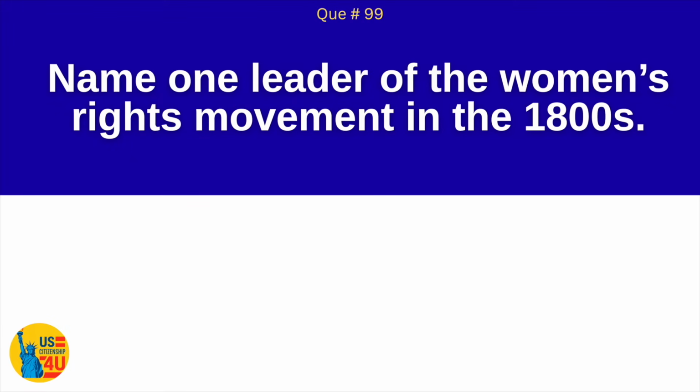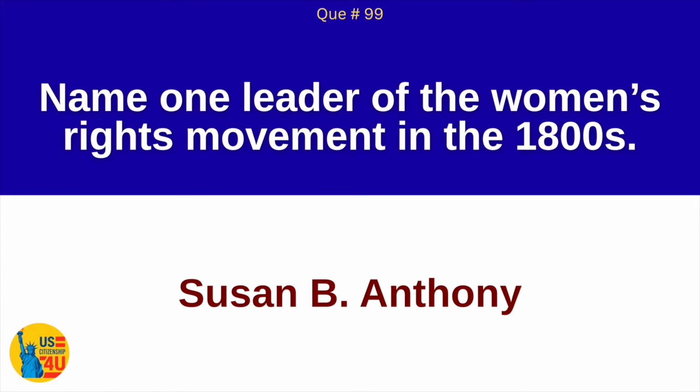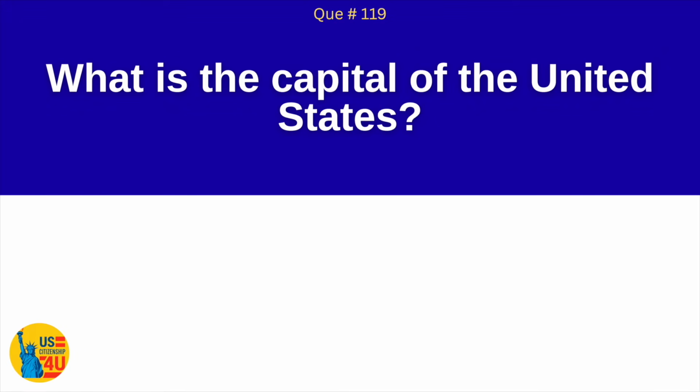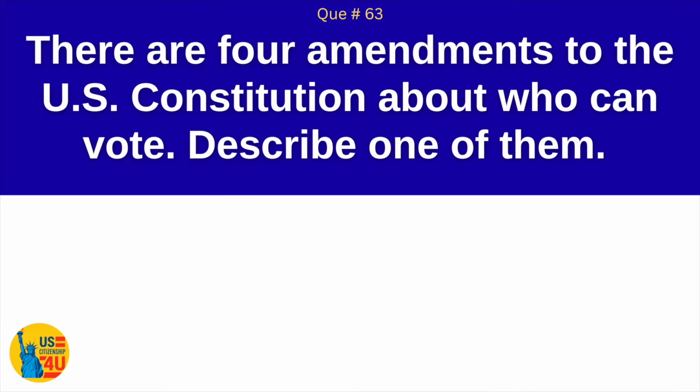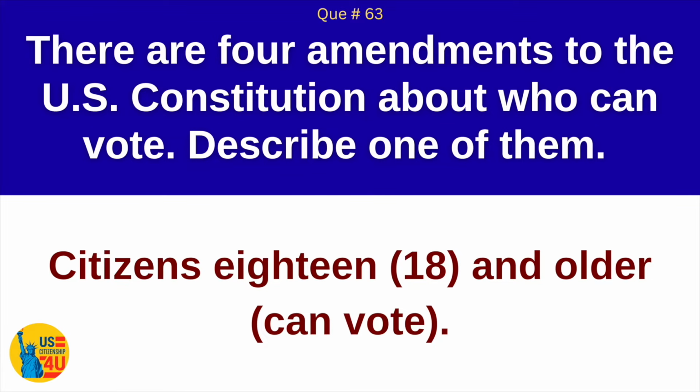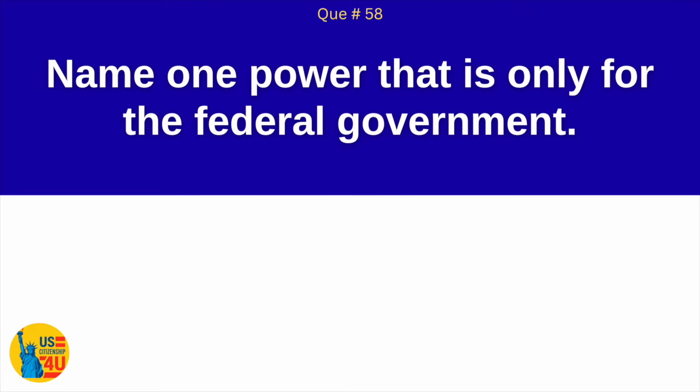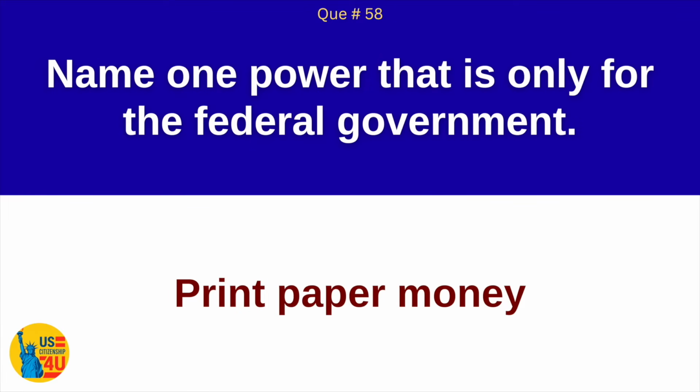Name one leader of the women's rights movement in the 1800s. Susan B. Anthony. What is the capital of the United States? Washington, D.C. There are 4 amendments to the U.S. Constitution about who can vote. Describe one of them. Citizens 18 and older can vote. Name one power that is only for the federal government. Print paper money.